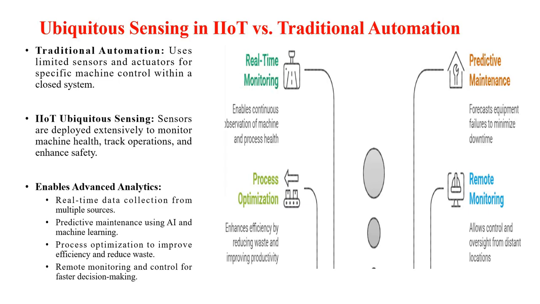where the sensor data will help the industries improve productivity and reduce wastage. And the last point is remote monitoring and control for faster decision making, where cloud-based analytics will allow decision making from anywhere and improve the response time and efficiency. Okay, so this was about ubiquitous sensing.